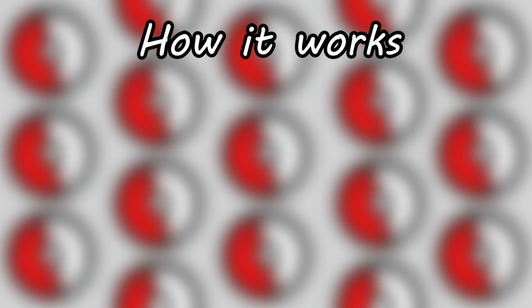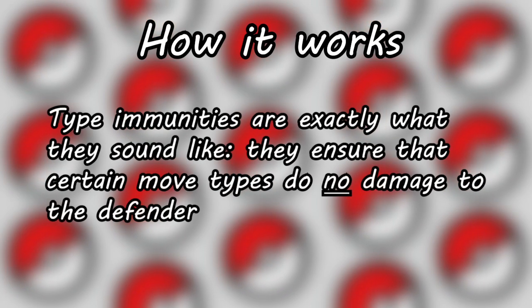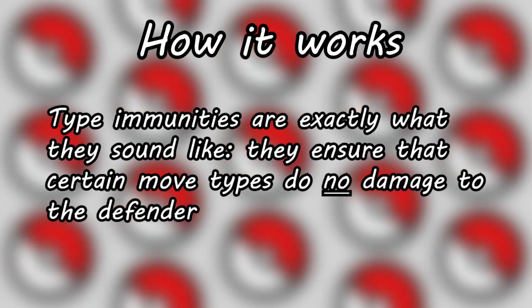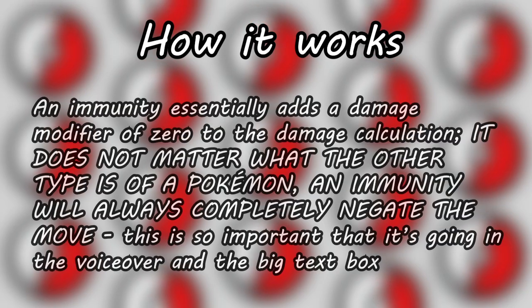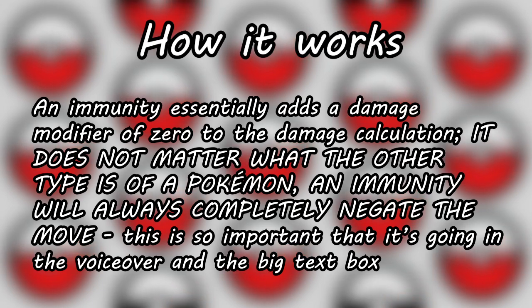The last thing to consider is type immunities. These just make it so that offensive moves do no damage. There are a handful of these, and it's important to know that even if the Pokemon is a dual type, it does not matter what the interaction is with the other type. An immunity will always negate the move.